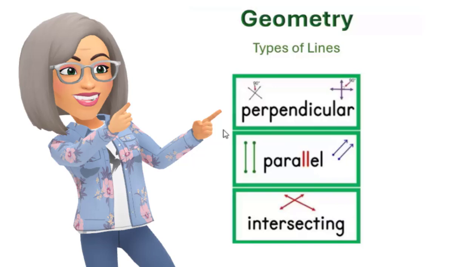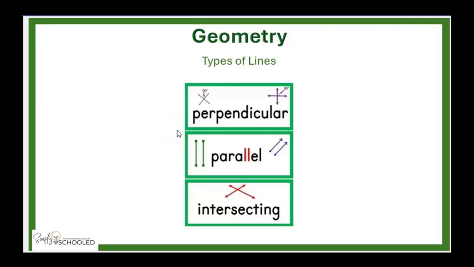The study of geometry is the study of shapes and their attributes. Most shapes are made up of lines. Not all shapes, because we have the shape of a circle or a sphere, but a lot of the shapes are made up of straight line segments. So in this video, we're going to learn about the three types of lines: perpendicular, parallel, and intersecting.